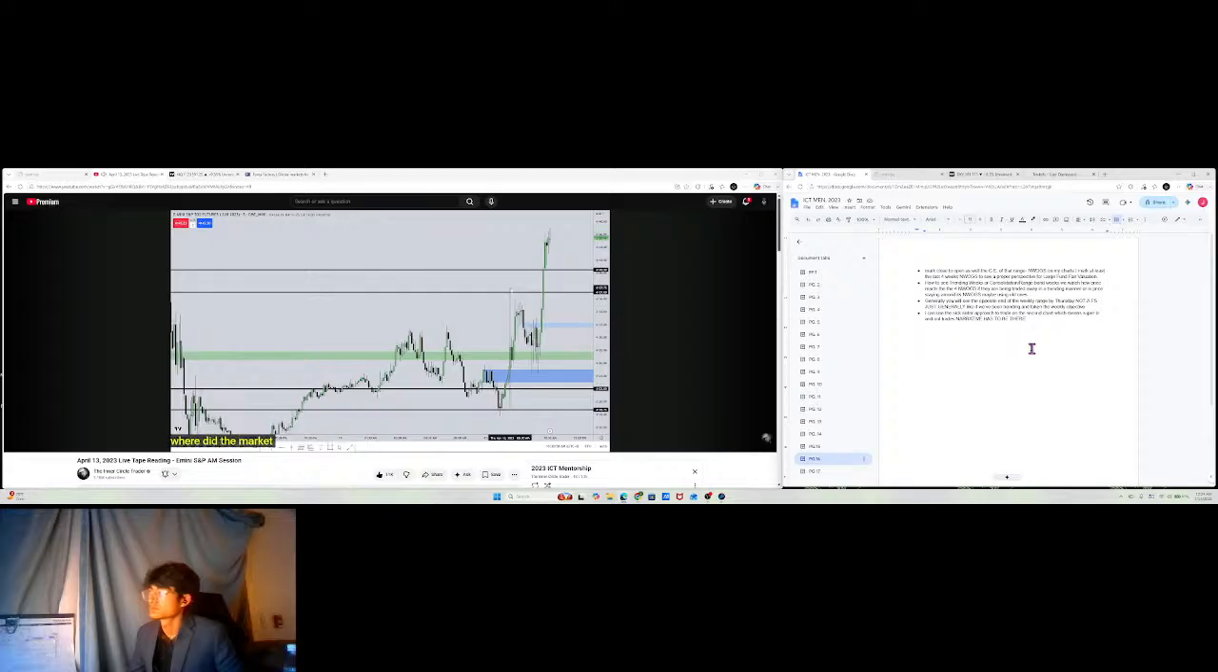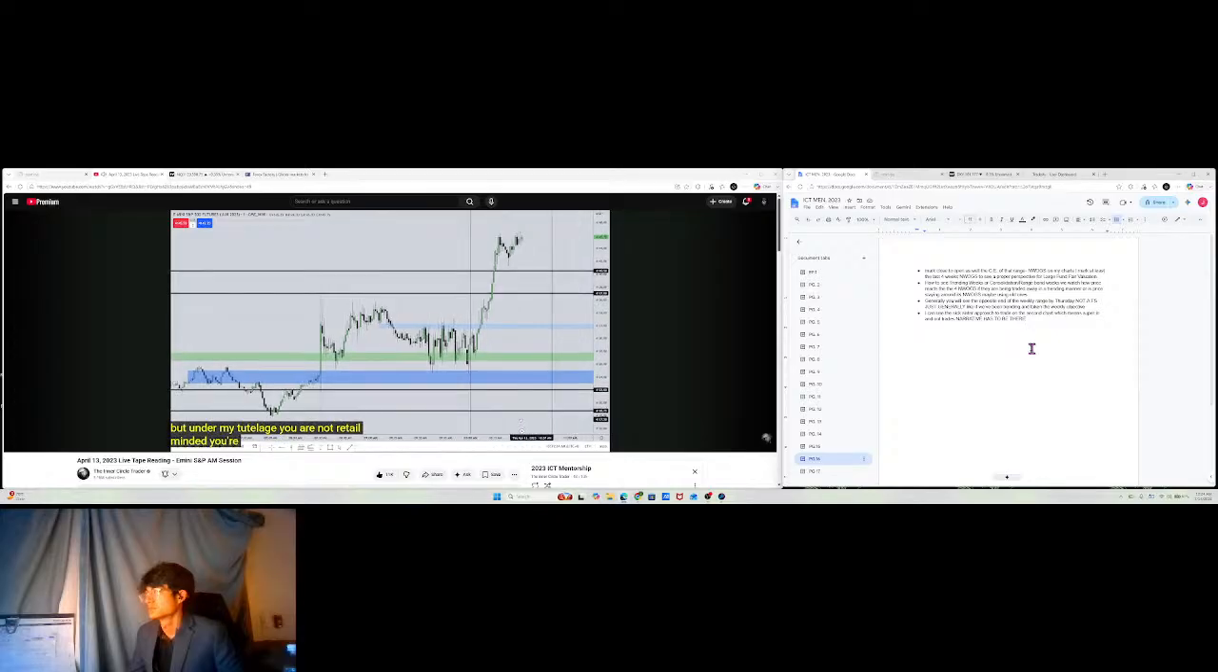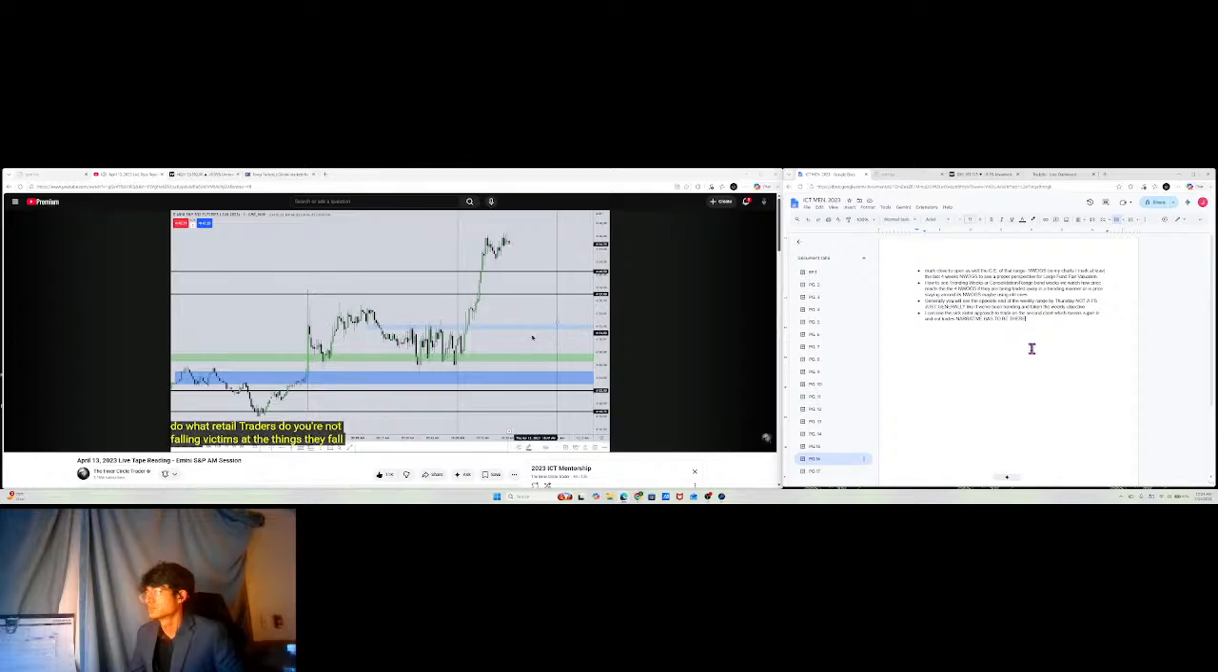Where did the market transition from high resistance liquidity to low resistance liquidity runs? Let's go back down to 1. You're waiting patiently. You're not retail. You might trade with a retail broker, but under my tutelage, you are not retail minded. You're not learning to do what retail traders do. You're not falling victim to the things they fall victim to. You're relaxing. You're letting price give it to you on a silver platter right there.